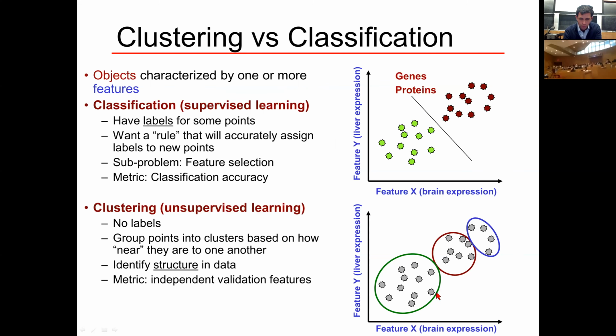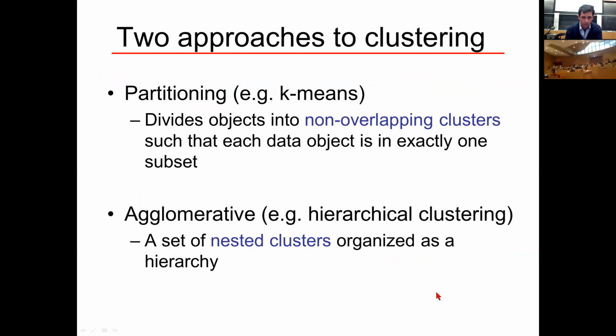So basically we're going to start with unsupervised learning, where we don't have any labels. There are two types of clustering. One is partitioning, where you basically say, I'm going to find K categories, and then I'm going to partition my data into those K categories. So it divides objects into non-overlapping clusters such that every data object is exactly in one subset. And we're going to see relaxations of that, where you can have an object belong probabilistically to more than one. The other class of methods is agglomerative.